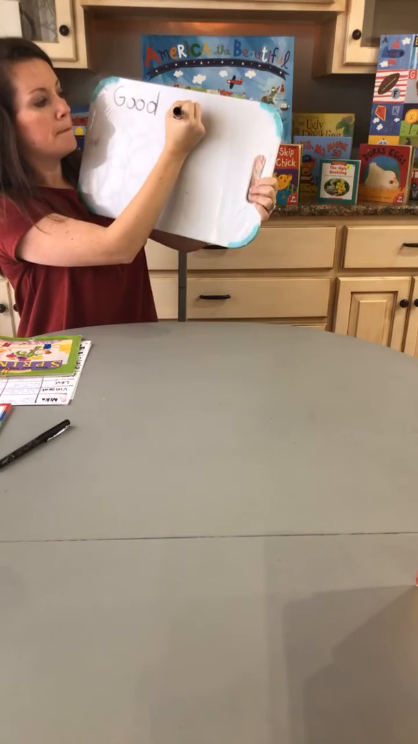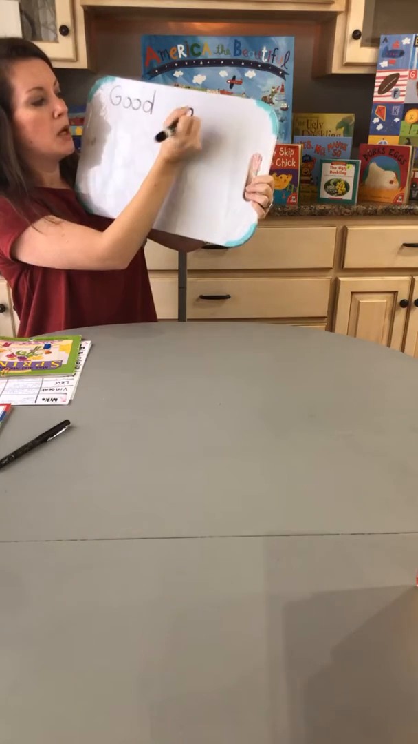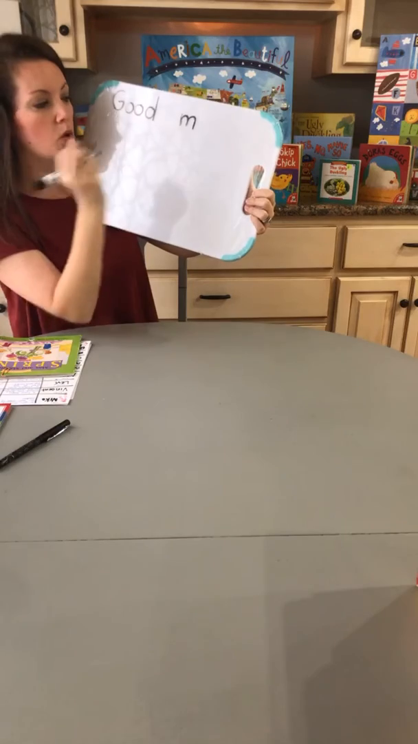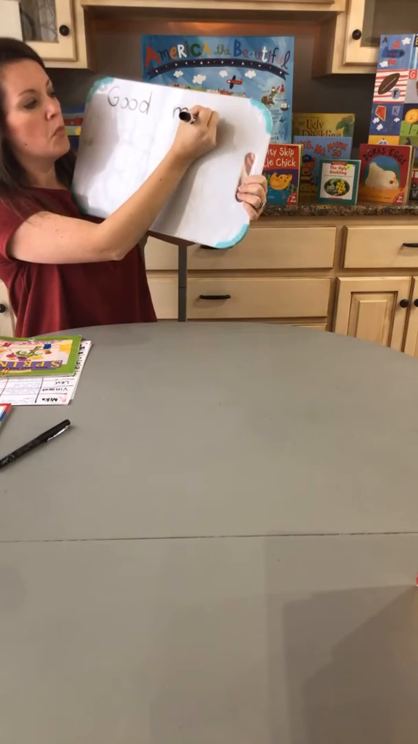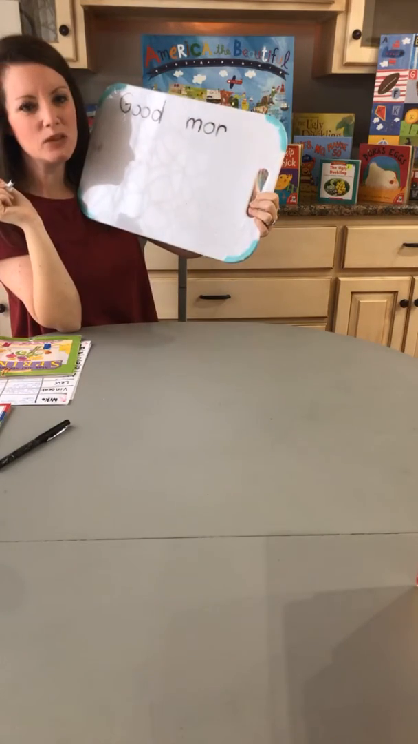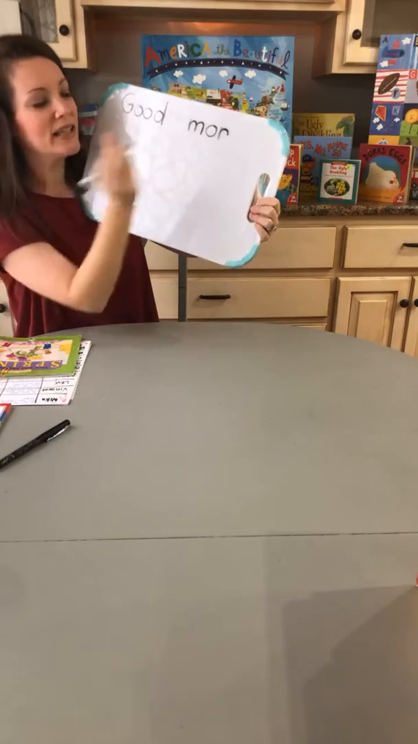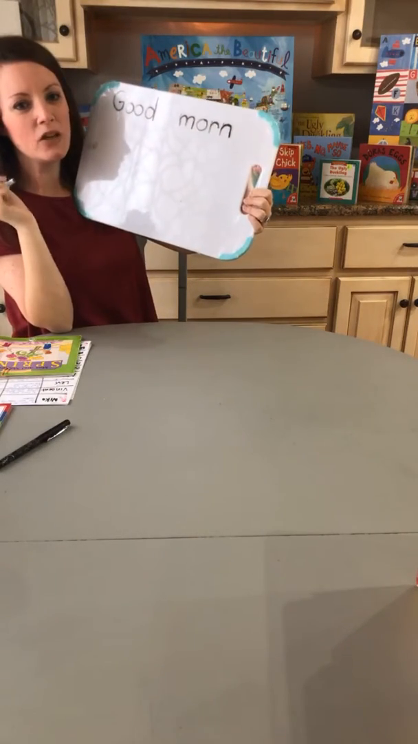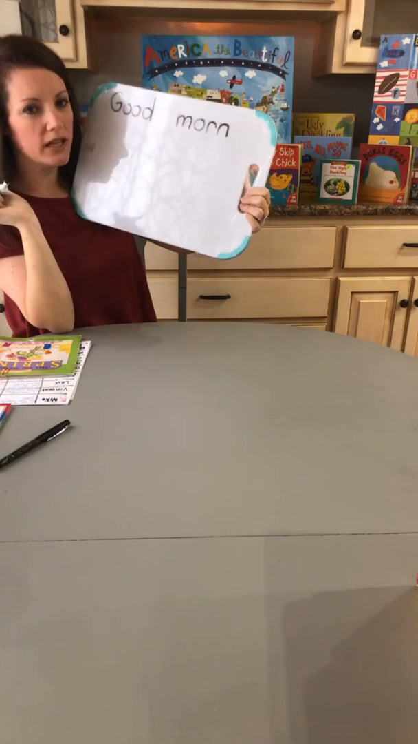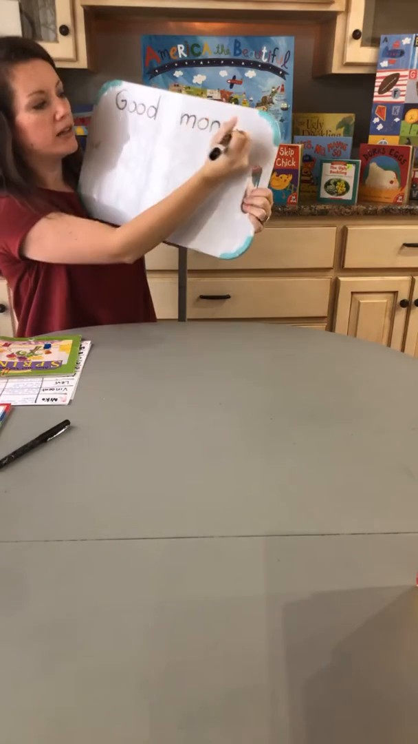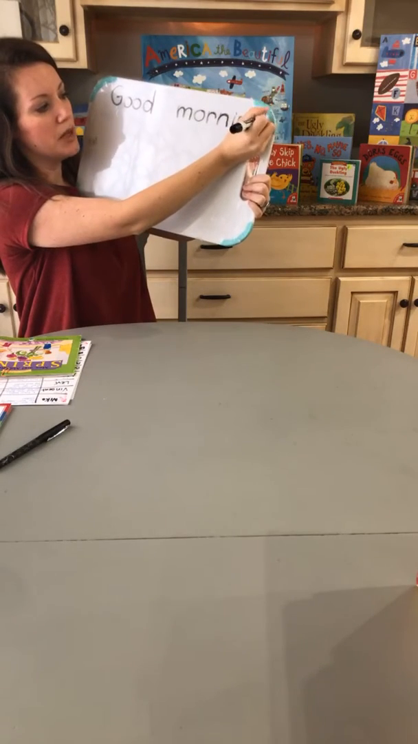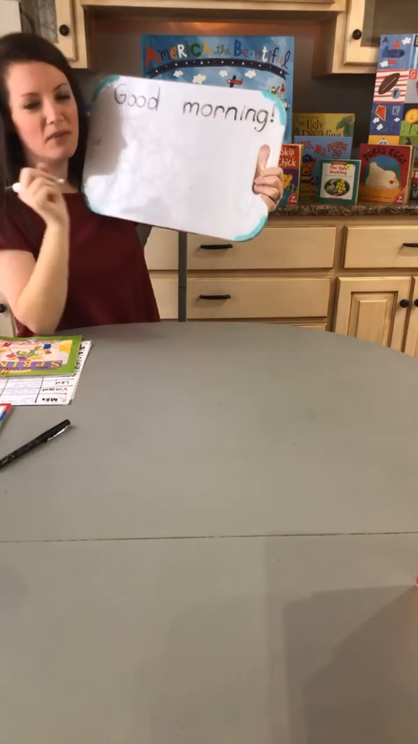Okay. M says mmm. What two letters say or? O-R. More. What says N? Good morning. What three letters go together to say ing? I-N-G. Good morning. Exclamation point. I'm so happy to see you.